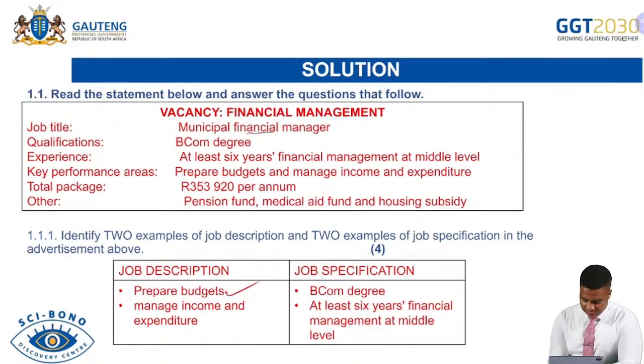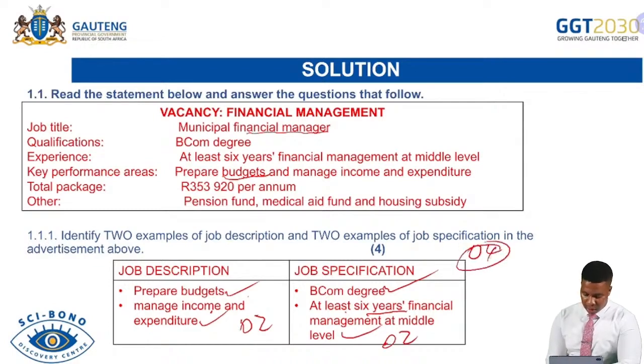The duties of the financial manager would be to prepare budgets, one, and also to manage income and expenses for the municipality. So that's how you get the first two. And then what would make one qualify for this vacant position is to have a BCom degree and at least 6 years financial management at a middle level. That's 0-2 as well, and then you get your 4 marks.